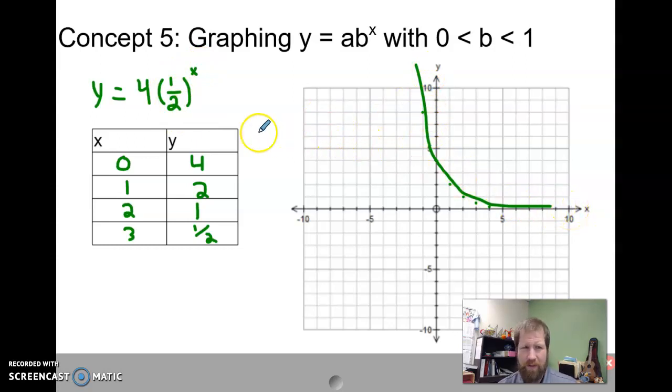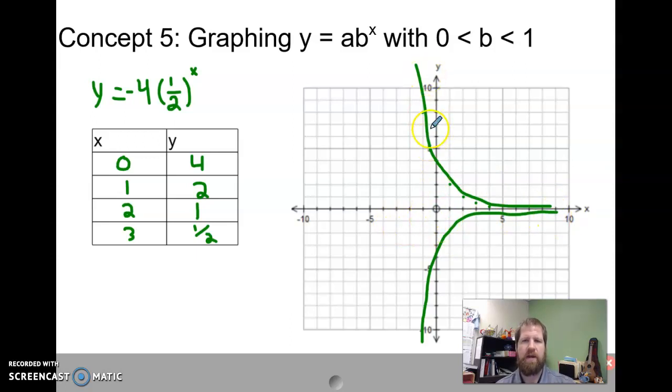That would be true as well if this was, say, -4. The only difference there is instead of coming up and getting close to the x-axis, we'd be really close to the x-axis and then coming down with those same kind of values. Having a negative on my a just flips my graph, mirrors it, reflects it over the x-axis. Having a b that is above 1 will kind of flip my graph over the y-axis.